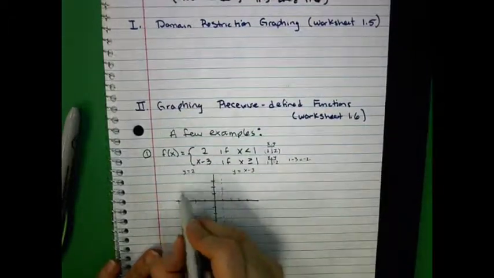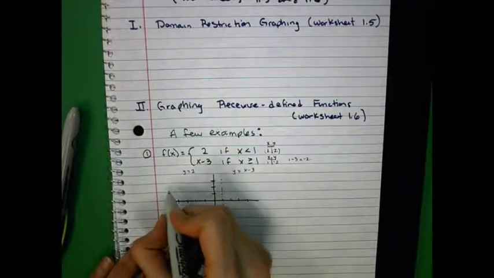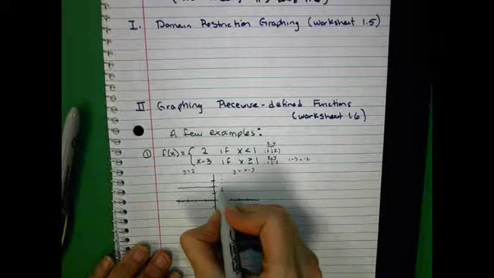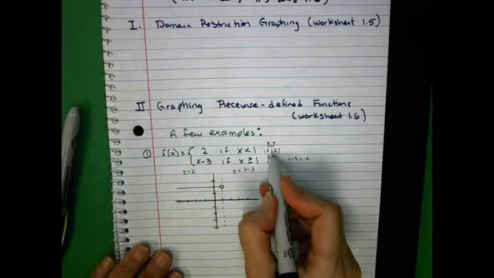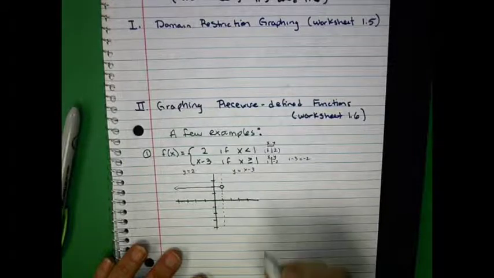So on this side, I'm graphing the line y equals 2. That'll be a horizontal line, and it'll just be going nicely along here all the way until I get to the point (1, 2), when I need to make an open circle, because that is not included. It's going to go forever in that direction.